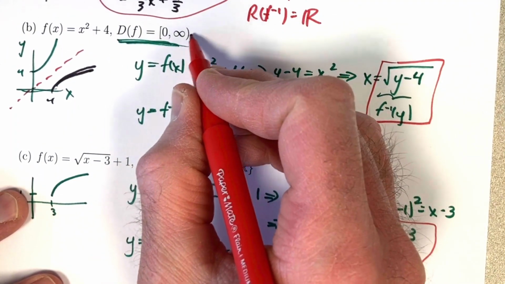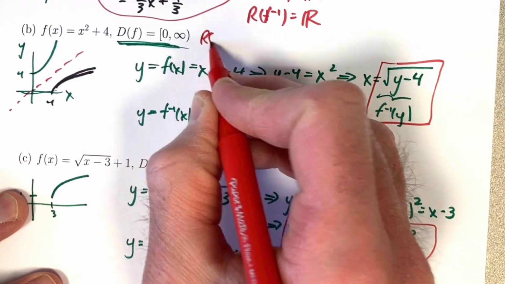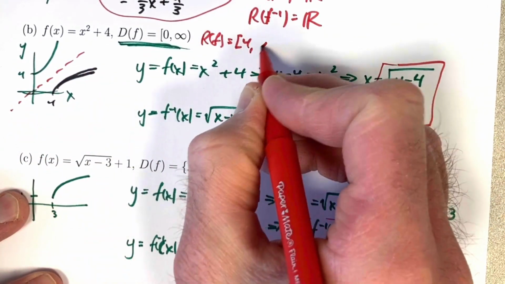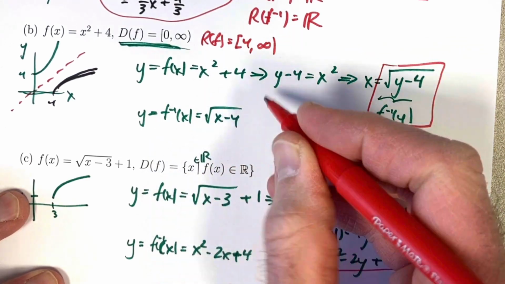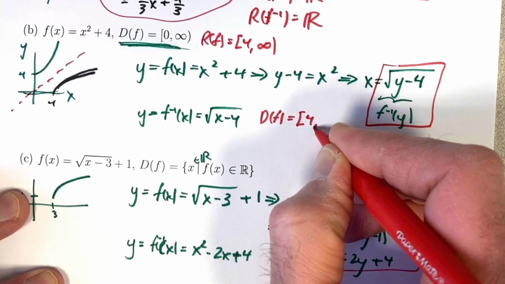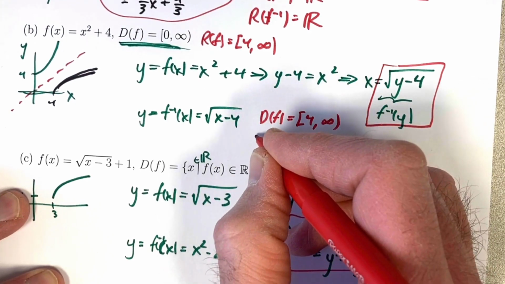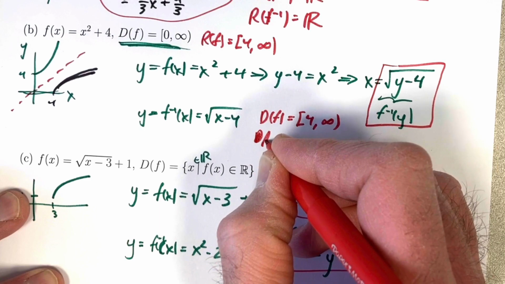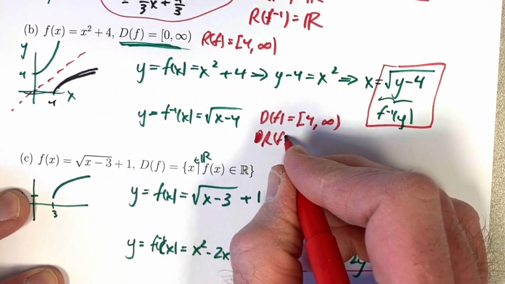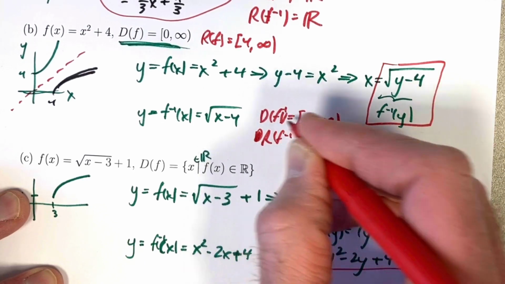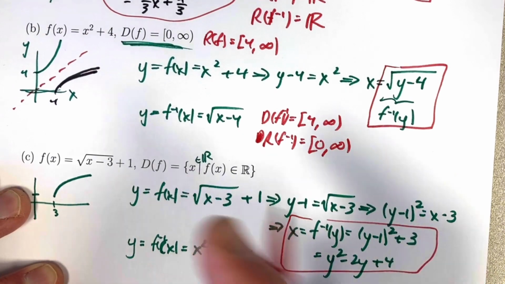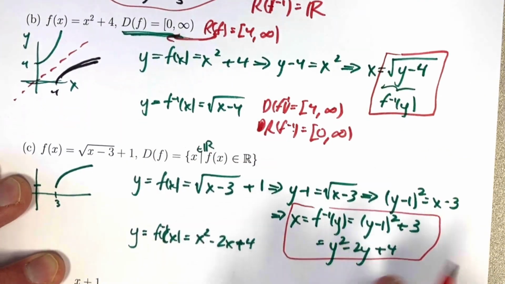The range in part B for the original function was all y values greater than or equal to 4. For the inverse function, the domain and the range get swapped. So this becomes all x values greater than or equal to 4, and the range for this formula here is going to be the domain of the original. There's supposed to be an f inverse in there, so I'm going kind of quickly and making mistakes here. That'll be 0 to infinity. These get swapped for the inverse function.